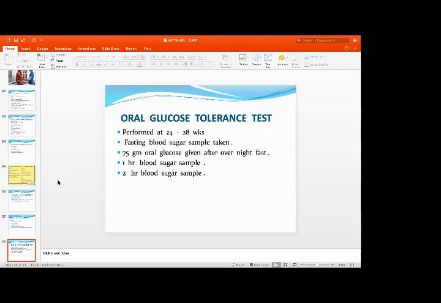Then 75 gram oral glucose is given to the patient after the overnight fast, and a sample is taken at 1 hour of drinking that glucose and at the second hour of drinking the glucose. So then we will see the values, and if they are impaired or very high, then we will label it as impaired glucose tolerance, or we will label it as diabetes or gestational diabetes respectively.